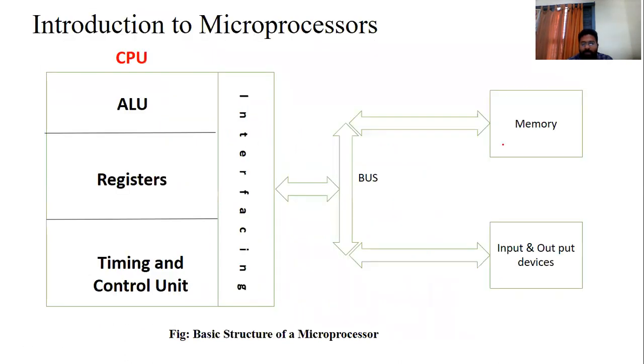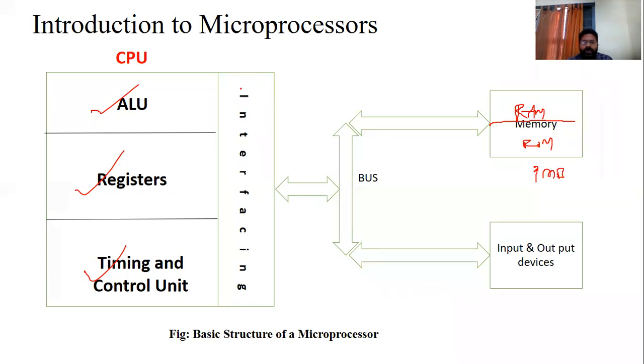Okay. So now you know the basic structure of the microprocessor: ALU, registers, timing and control unit. Then we have already completed the memory. It is equally divided into RAM and ROM. Okay, 1 MB of memory is there.